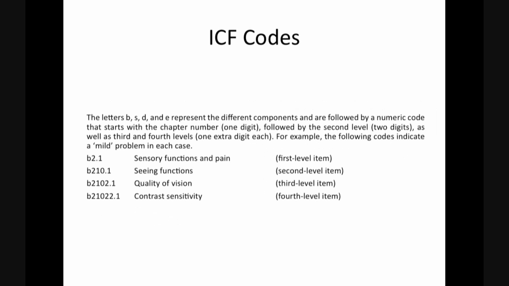The letters B, S, D, and E represent the different components and are followed by a numeric code that starts with the chapter number, followed by the second level, as well as the third and fourth levels. For example, the following codes indicate a mild problem in each case.